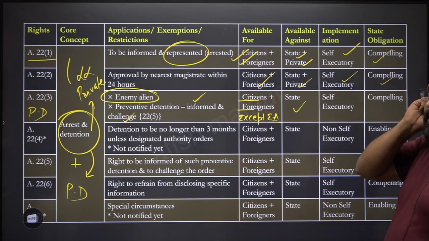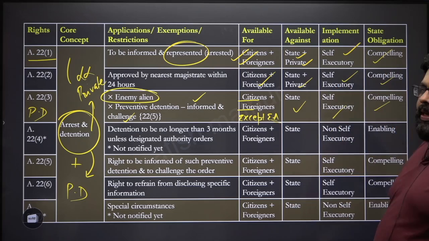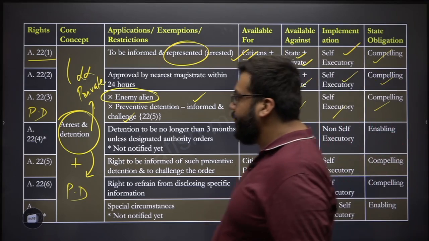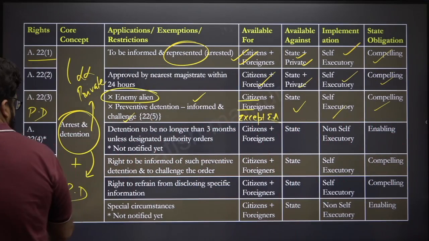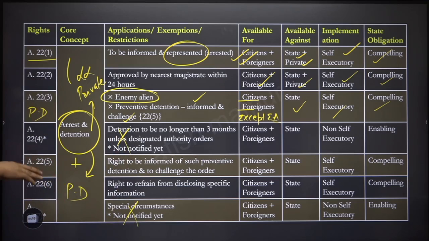Available only against the state because only the state can preventively detain you. Self-executory and is compelling in nature. You don't need any additional provisions for this. 22.4 and 22.7 are not notified yet. They basically talk about provisions with respect to authorities which can authorize detention and preventive detentions.